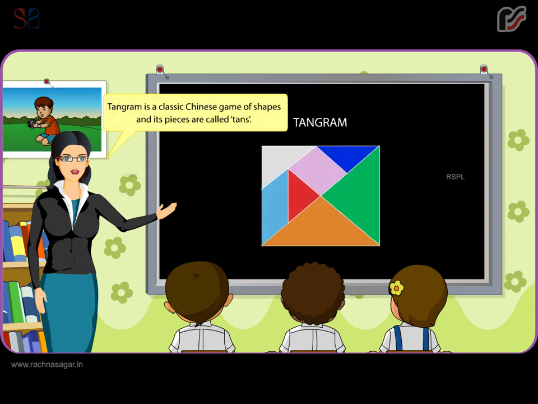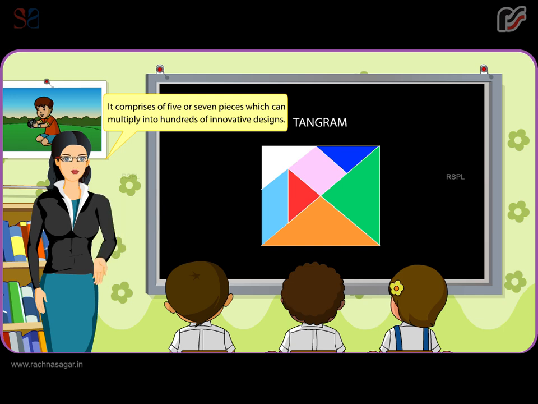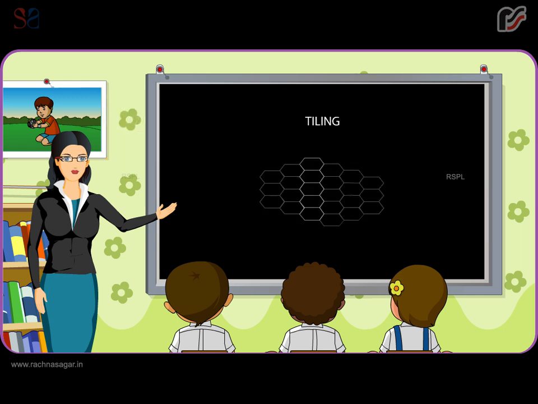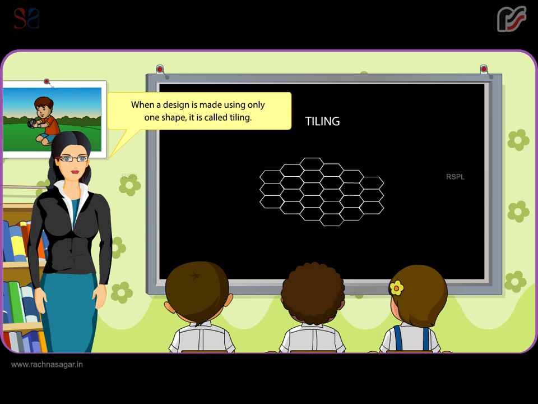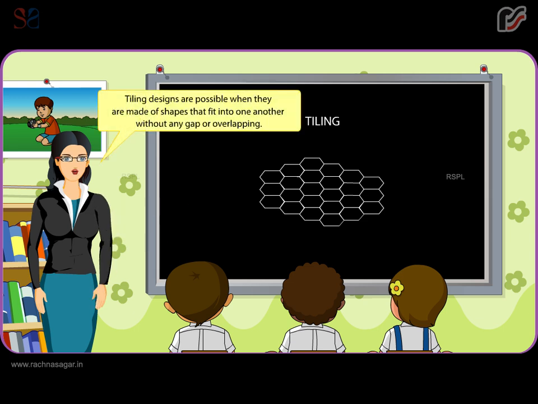Tangram. Tangram is a classical Chinese game of shapes and its pieces are called tans. It comprises 5 or 7 pieces which can multiply into hundreds of innovative designs. Tiling. When a design is made using only one shape, it is called tiling. Tiling designs are possible when they are made of shapes that fit into one another without any gap or overlapping.